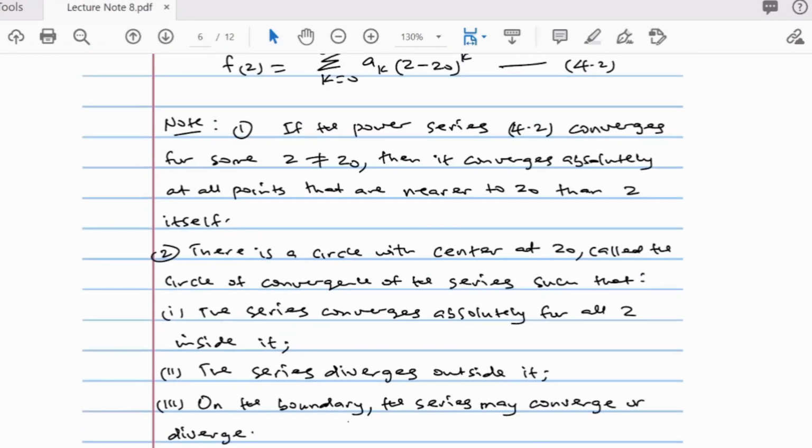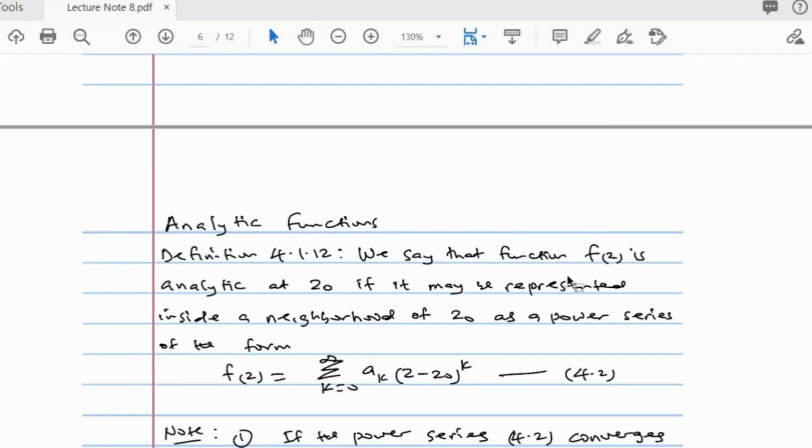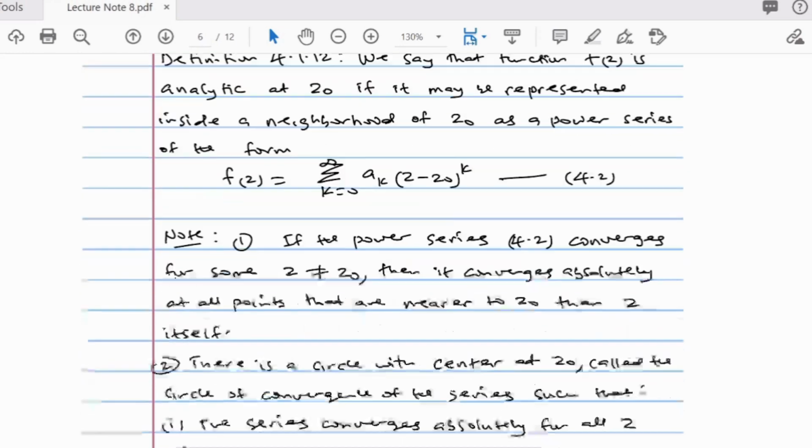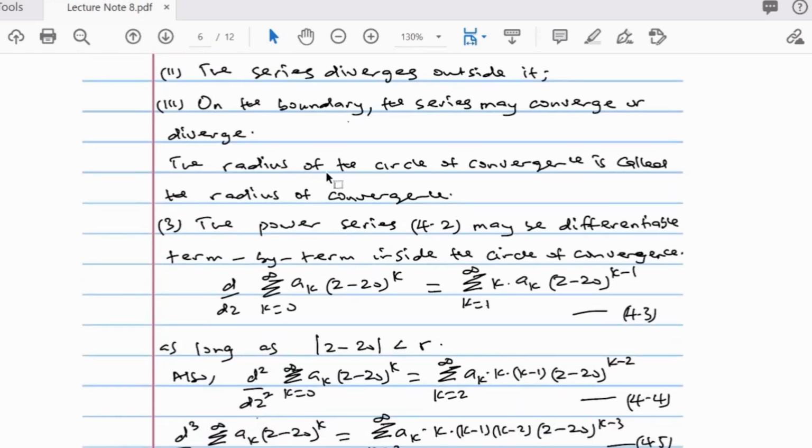So let's go up a bit. You have a complex function f of z. f of z is analytic at this point z naught if you can write it in this power series form. So if you have f of z in this power series form, you can differentiate it. So let's go here. You can differentiate f of z in that power series form. So when you differentiate f of z, this is what you're going to get.